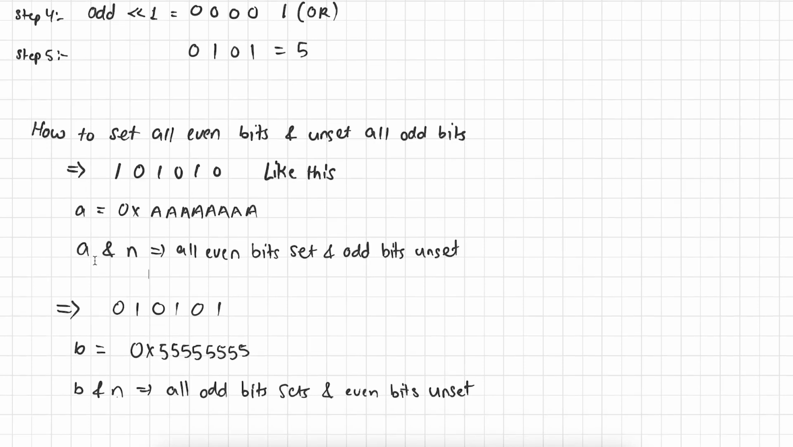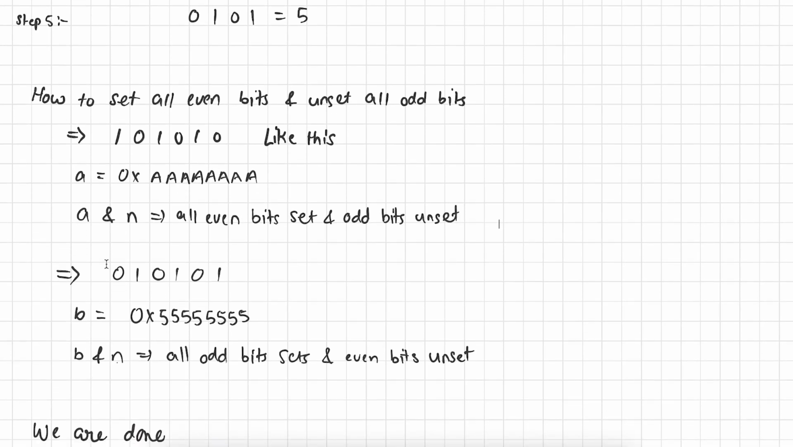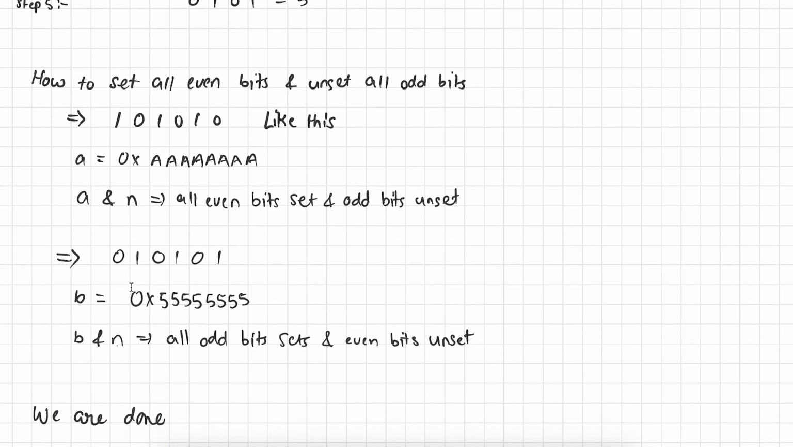So when we perform the AND operation of this number with n, all even bits remain and all the odd bits get unset. This is how we get our one number. In the second step, we keep all the odd bits and unset all the even bits. For this also we have one number, and its hexadecimal representation is 0x55555555. This number has all the odd bits set and all the even bits unset.